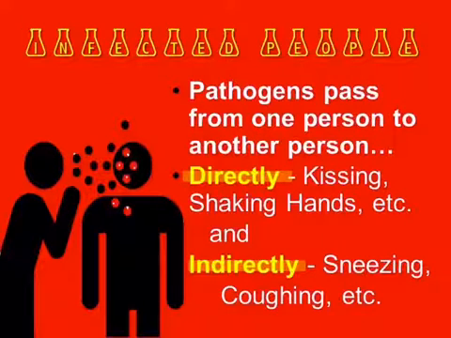All right, the first way diseases can spread is through infected people. This can happen either directly or indirectly. So direct transmission between people would be kissing, shaking hands, anything where 2 people are physically directly touching one another. Indirect transmission would be getting sneezed on, coughed on, or breathed on by someone who is sick. So you're not actually touching them, but the pathogen is passing from them to you.